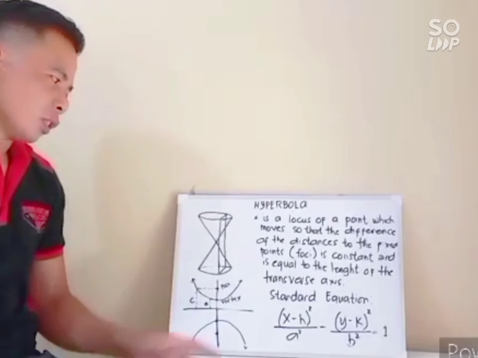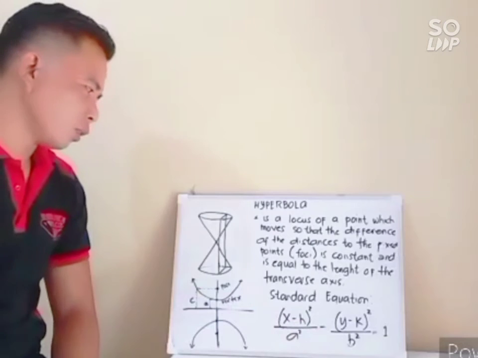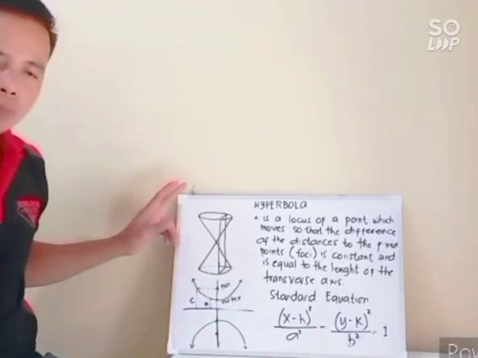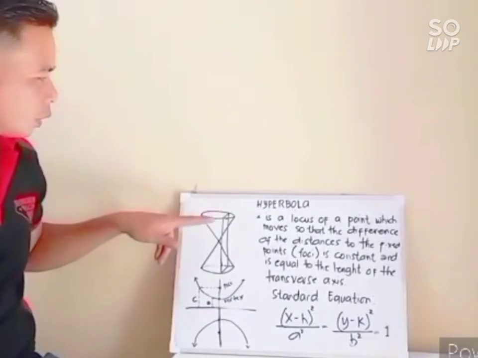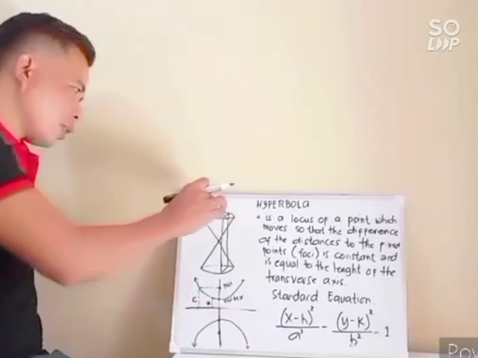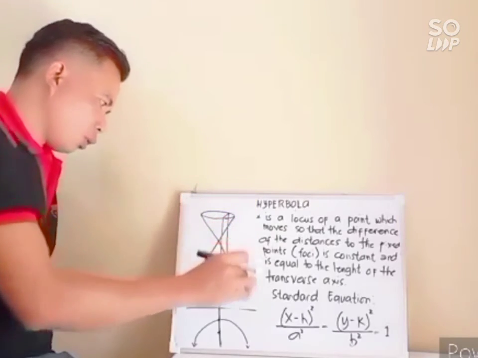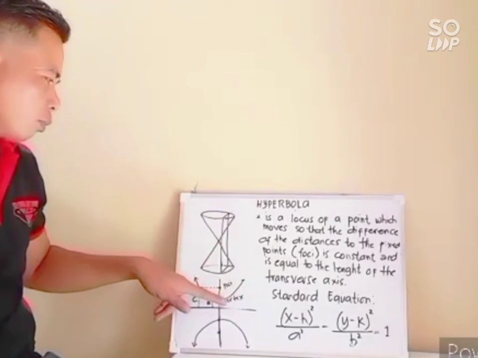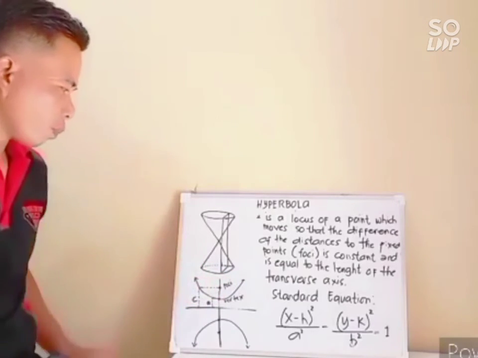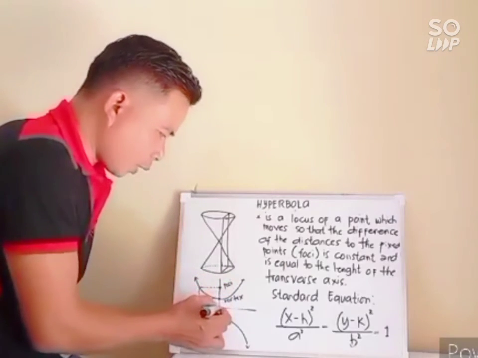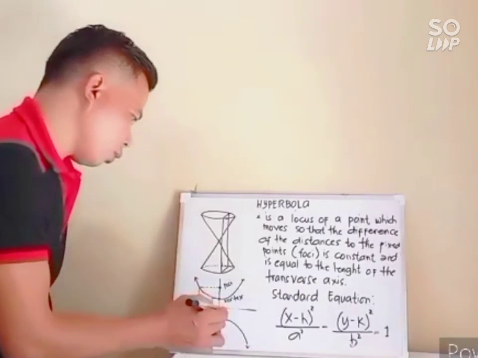In the ellipse it's addition, and this one is x minus y. So for example, we have a conic. If we are going to slice these two cones with this direction, this is the form that comes out. So with this form, we could see that this is the origin.